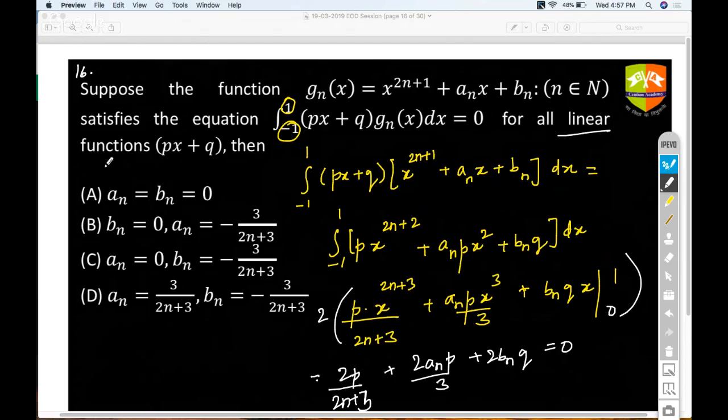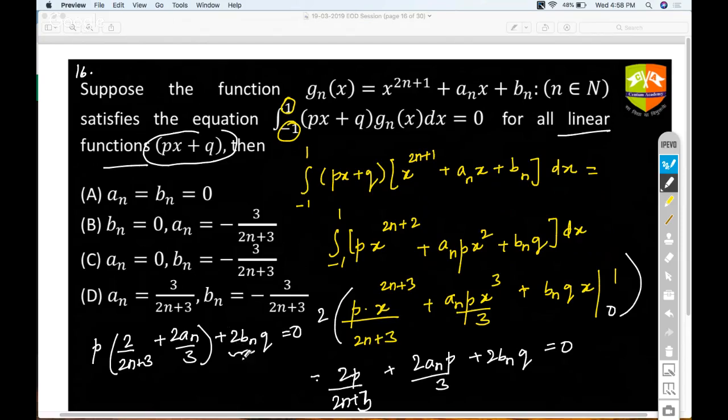Now for all linear functions px plus q, this integral has to be 0. That means it is independent of your p and q. In other words, the coefficient of p and the coefficient of q should be 0 each. So this should be 0 and this should be 0, which clearly implies bn has to be 0, and an has to be negative 3 by 2n plus 3. So option number B says that. So B is the right option.